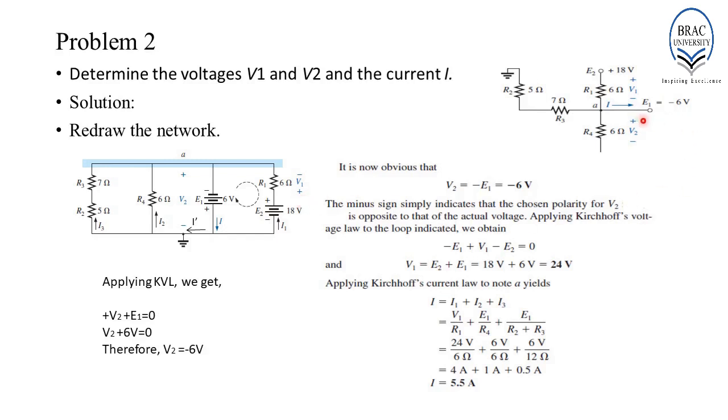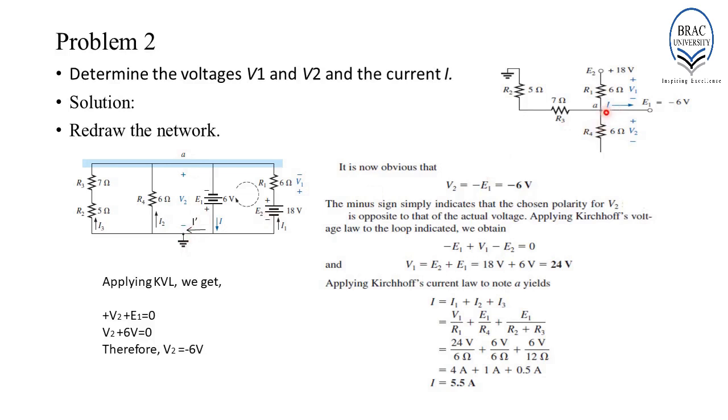Then there is another voltage which is marked, that is plus minus V2. V2 is the voltage across R4. So, as we can see that the positive potential is connected to A and the negative potential is connected to the ground. So, we have marked V2 like this. The positive potential or the higher potential is connected to A and the lower potential is connected to the ground.